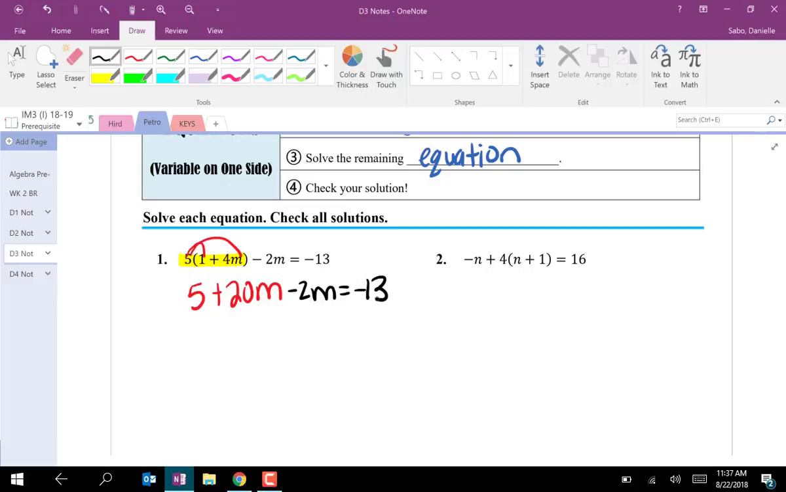Okay? So if you look on the left side, there's a lot going on. The right side, it's just a negative 13. Sometimes talking it through helps you with it. Look on the left side. Is there anything that can be combined? Is there anything that's the same?